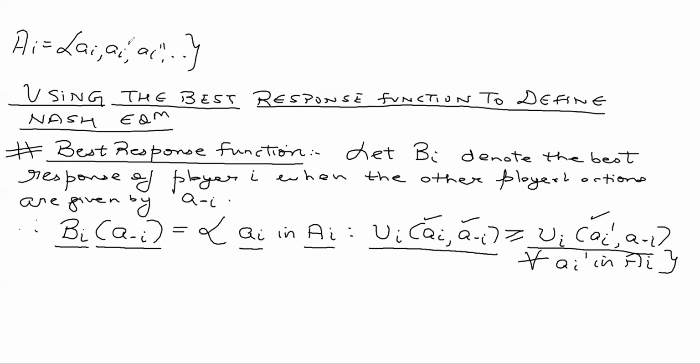So I say that the best response function of player i is the set of a_i lying in the set capital A_i such that the payoff player i gets from a_i when all other players are playing a minus i is greater than or equal to the payoff player i gets from some other action a_i dash lying in the set capital A_i when all other players are playing a minus i.